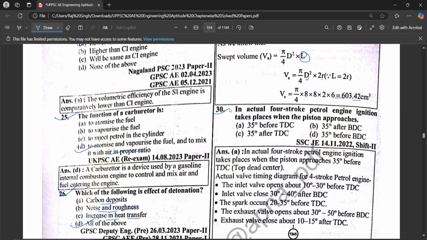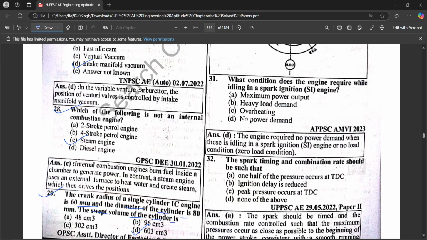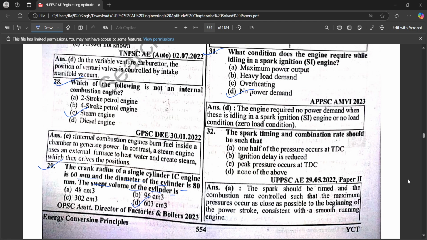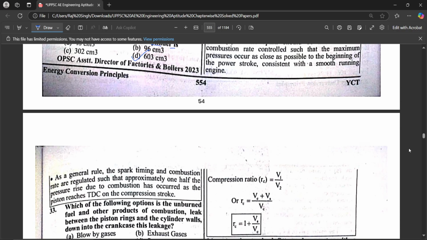In actual four-stroke petrol engine, ignition takes place when piston approaches 35 degrees before TDC. ठीक है, next. What condition does the engine require while idling in a spark ignition engine? No power demand. The spark timing and combustion rate should be such that one half of the pressure occurs at TDC.